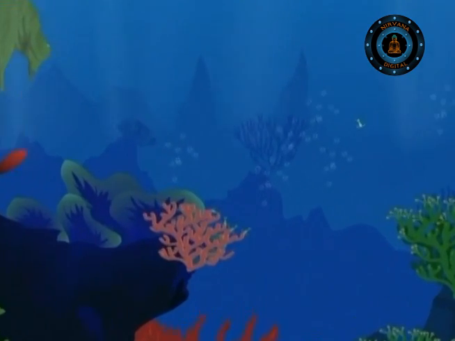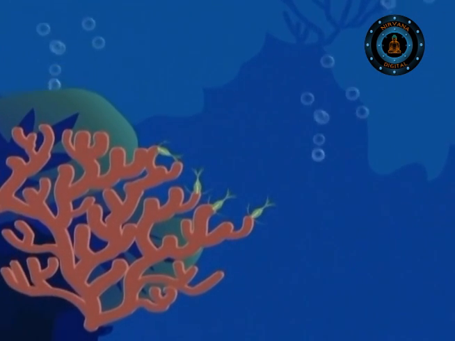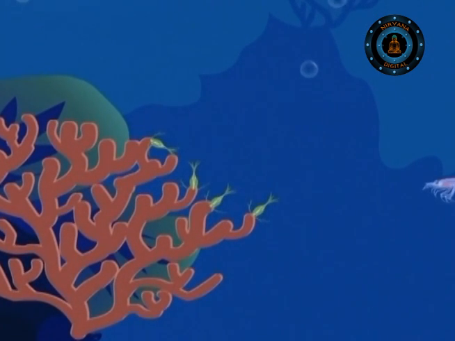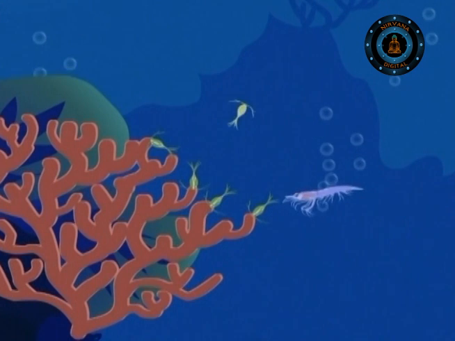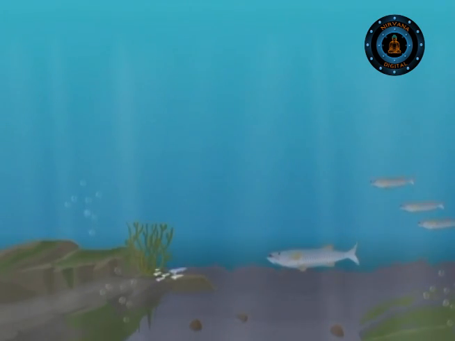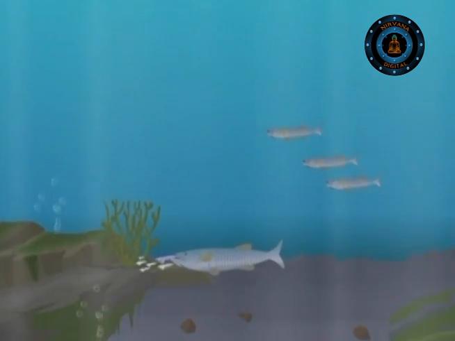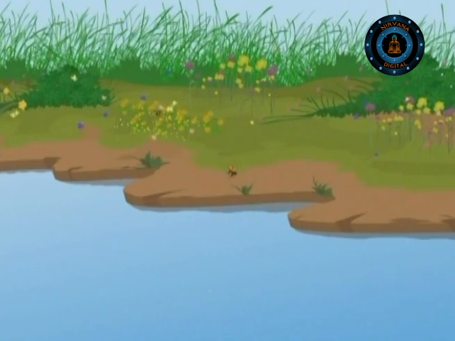Many of these zooplanktons eat plant-like planktons called the phytoplankton, while some are carnivores or meat-eaters and eat smaller zooplankton. These zooplanktons then become food of fish and other large animals.